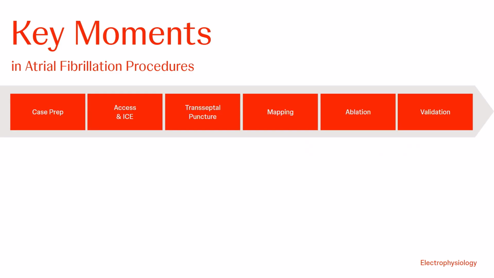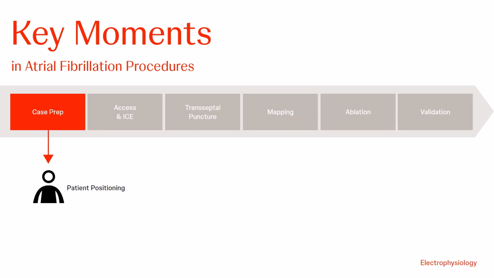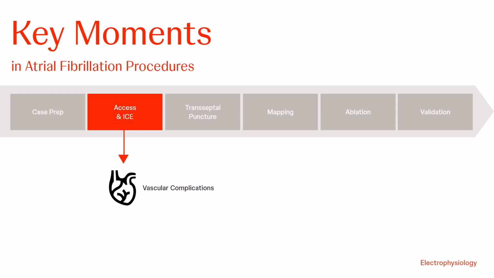Now that we have moved through the stages of an atrial fibrillation procedure, let's review various key moments that are particularly important for healthcare providers to be aware of. During case prep, patient positioning takes into account requirements for ideal patch placement, sterile preparation, ventilation, and sedation levels. During access and use of intracardiac echo, monitoring occurs for vascular complications.